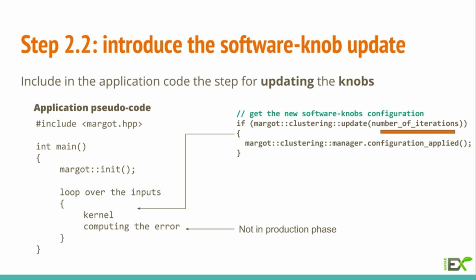To complete the integration process, we need to modify the application source code. In particular, before executing the application kernel, the application must ask mARGOt to update the software knob. Moreover, we would like to avoid measuring the computation error in the production phase. We will show how the application behaves in a live demo.